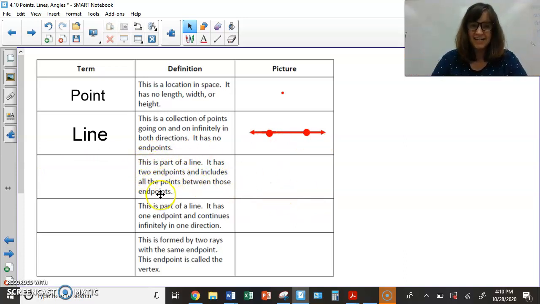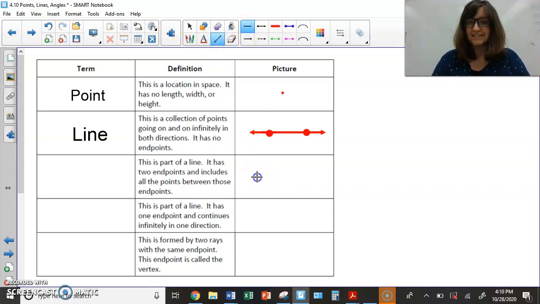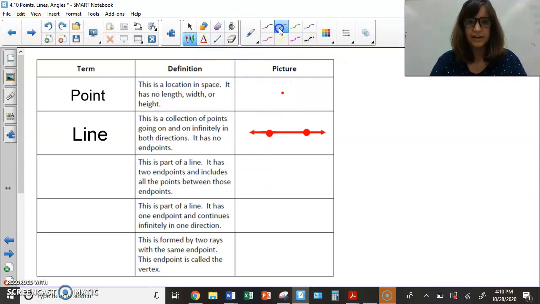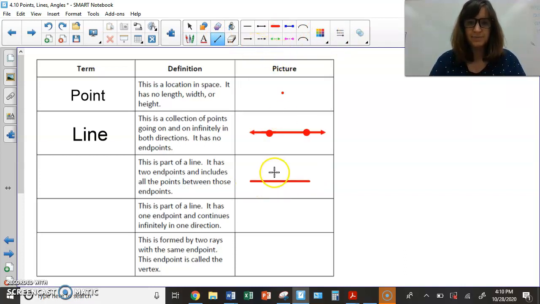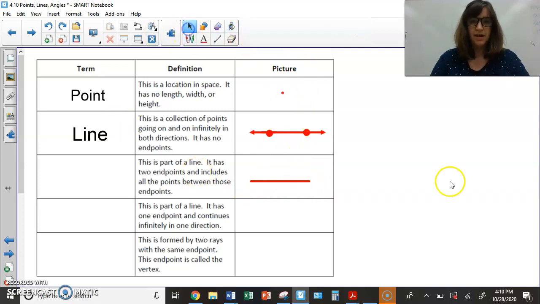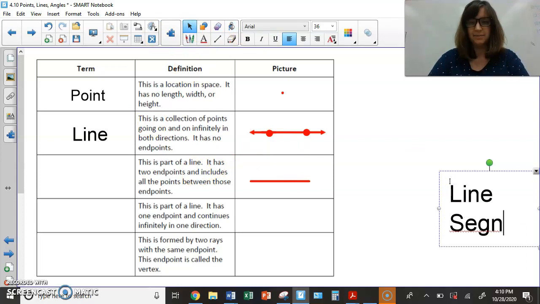So this next definition tells us that this is part of a line. It has two endpoints. So a point at the end is an endpoint, and it includes all the points between those endpoints. Okay, so that is a line segment. Okay, that does not have arrows. It is typically just a line, and a lot of times it is represented with two endpoints at the end, but sometimes it can look like this. So it might have these points at the end, or it might just be straight, okay? And that is called a line segment.